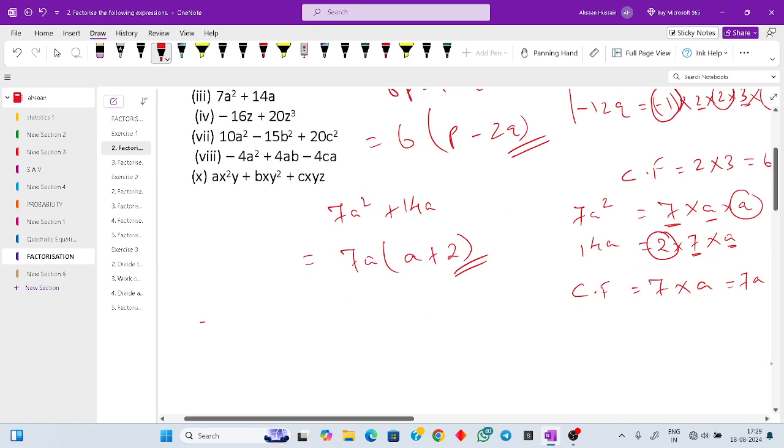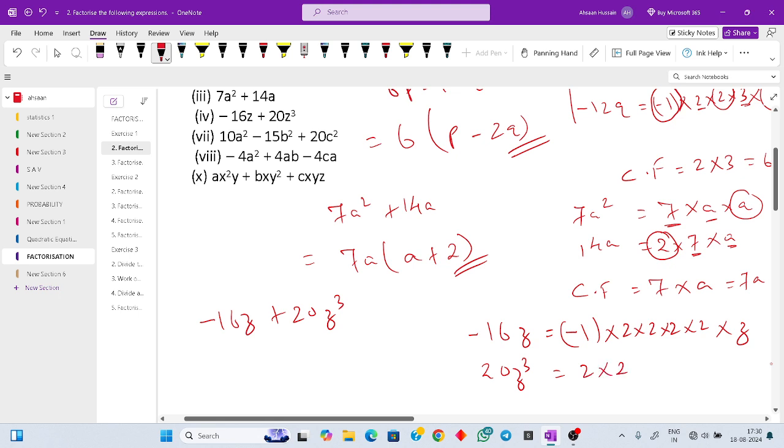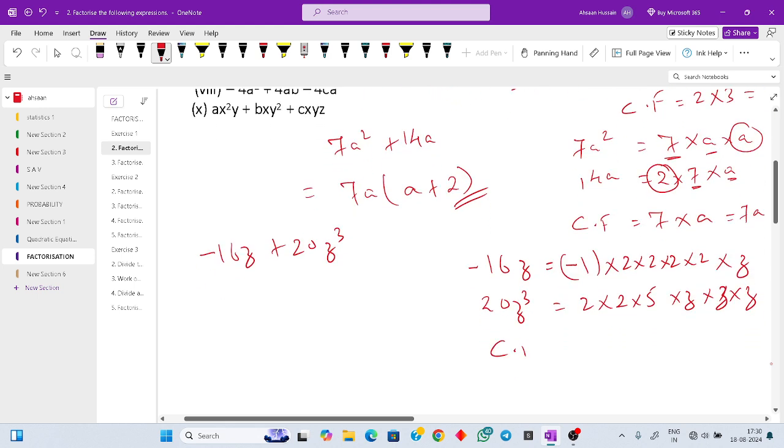Next question is minus 16z plus 20z cube. Again, we'll find the common factor. Minus 16z means -1 multiplied 2 multiplied 2 multiplied 2 multiplied 2 multiplied z. And positive 20z cube means 2 multiplied 2 multiplied 5 multiplied z multiplied z multiplied z. So the common factor is 2 2's are common, and 1 z is also common. So the common factor is 2 multiplied 2 multiplied z, that is 4z.